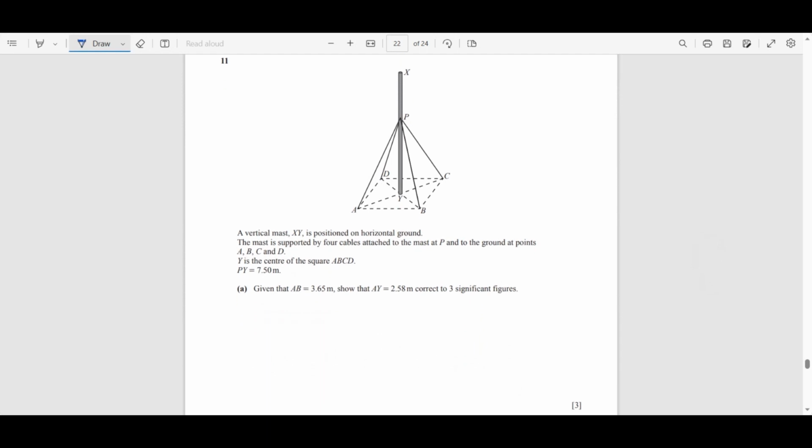Question 11. Show that AY is 2.58, which means this is the answer we've been given. We don't have to use this, but we have to reach it. And AB is 3.65 and PY is 7.5.